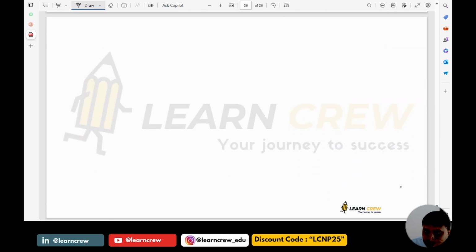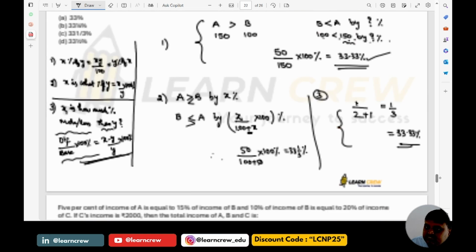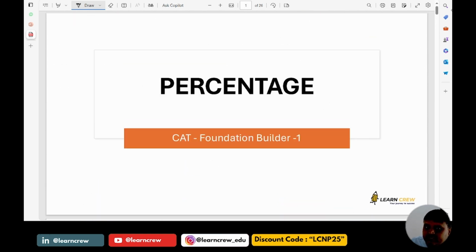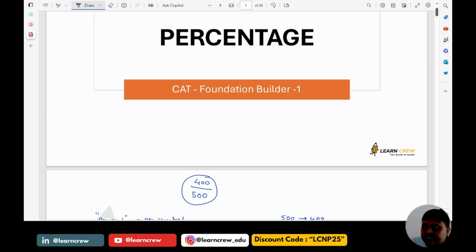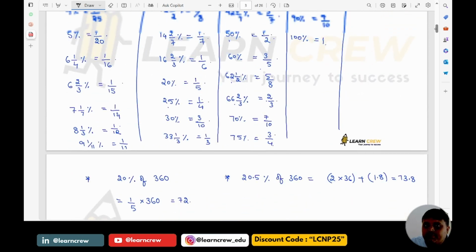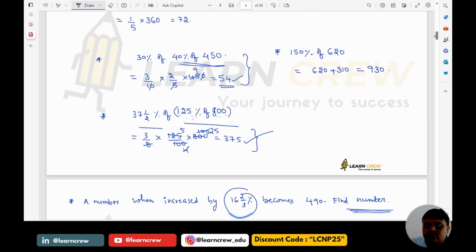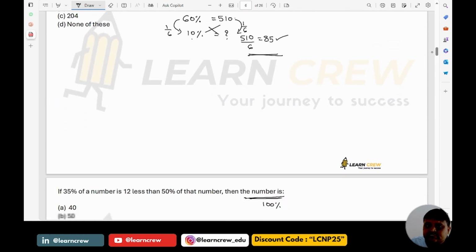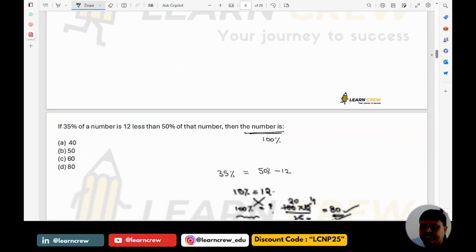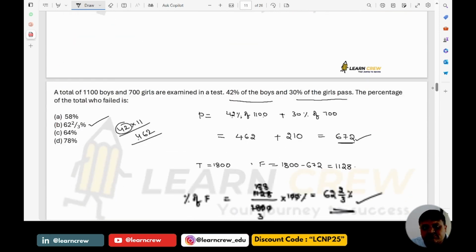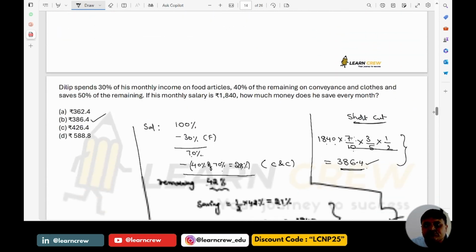This is worksheet 1, which is your foundation builder. So see what concepts we have discussed here. Once again, have a quick go through. What is percentage to fraction conversion, and then we have discussed that x percentage of y is equal to y percentage of x, each is xy by 100.